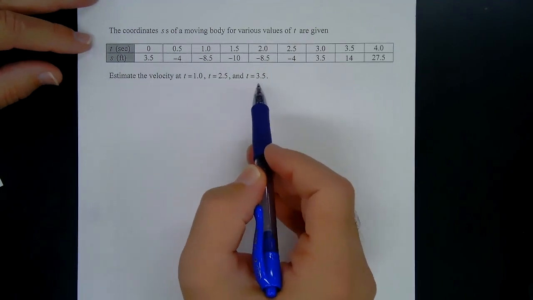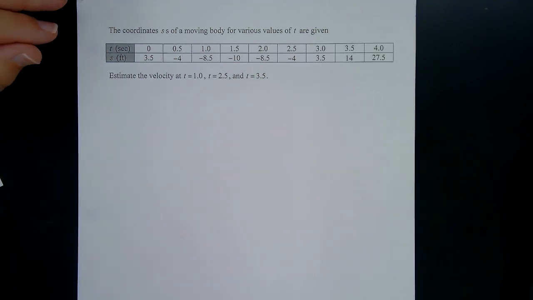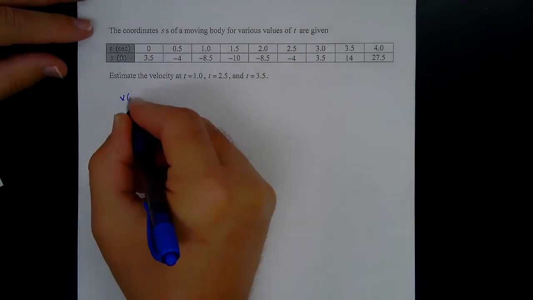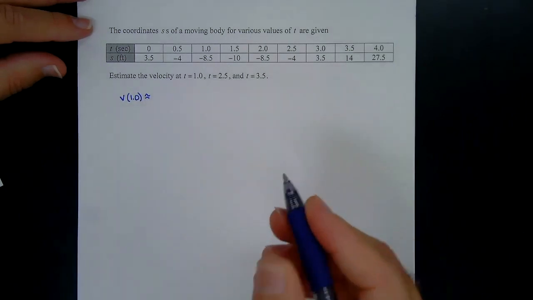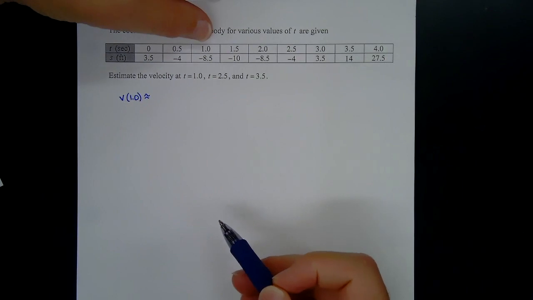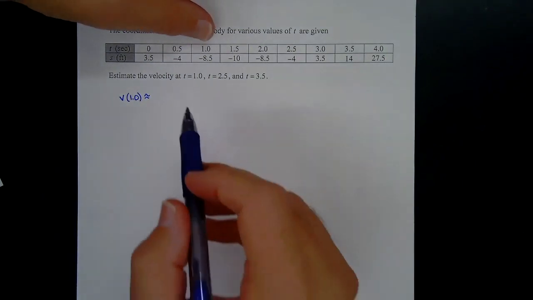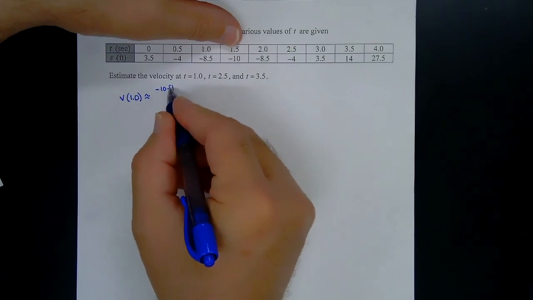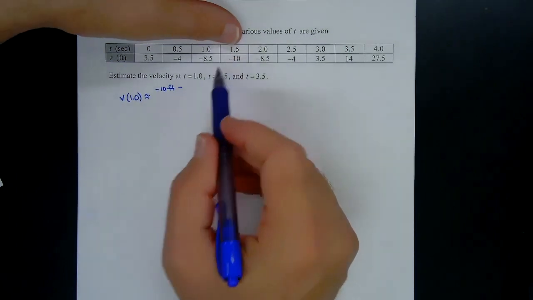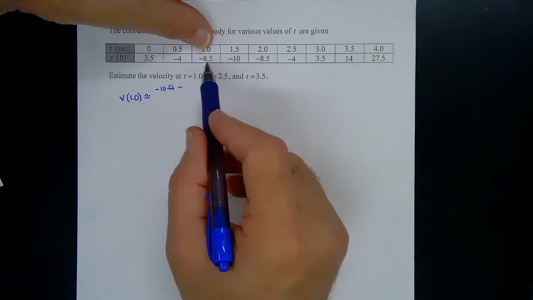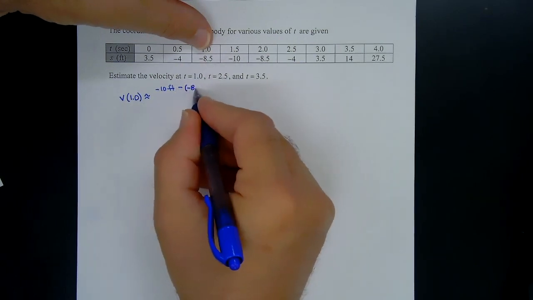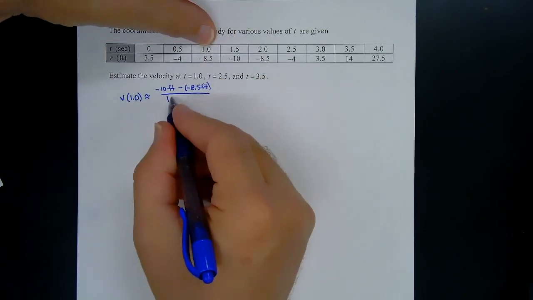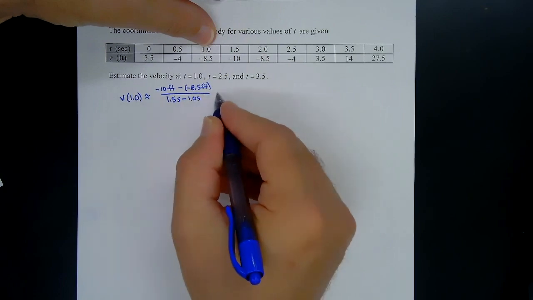At 1.0, at 2.5, and 3.5. I'm going to do each of these a different way just to make you remember the different ways we can estimate rates of change. So v of 1.0, we can estimate, and I'm going to do a right difference quotient. What I'm going to do is pick up this -10 right here. So that's -10 feet, and I'm going to subtract the -8.5 feet. I picked 1.5 because that's one value to the right. All over 1.5 minus 1.0, 1.5 seconds minus 1.0 seconds.